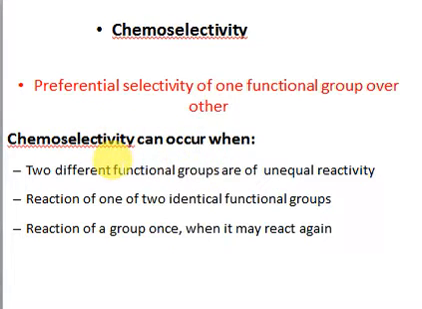The first case is when you have two different functional groups with unequal reactivity, so the reagent will prefer the functional group which is more reactive. The second situation is when you have two identical functional groups, so the selectivity will depend on steric effects as well as electronic effects. The third possibility is when you have a functional group which can react twice but you want to react it only once, right? We'll see different examples of chemoselectivity now.